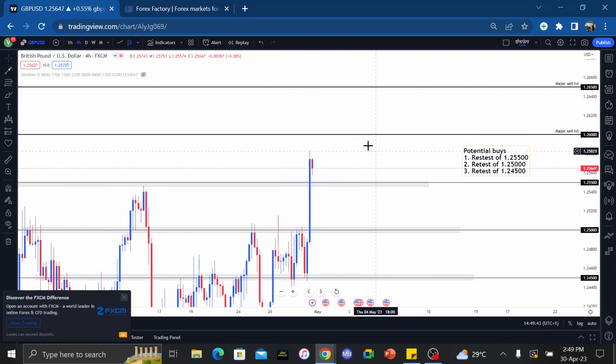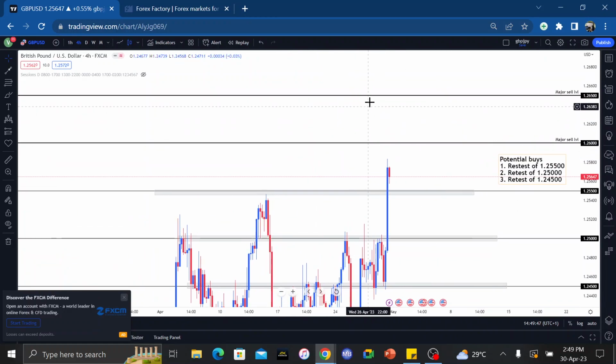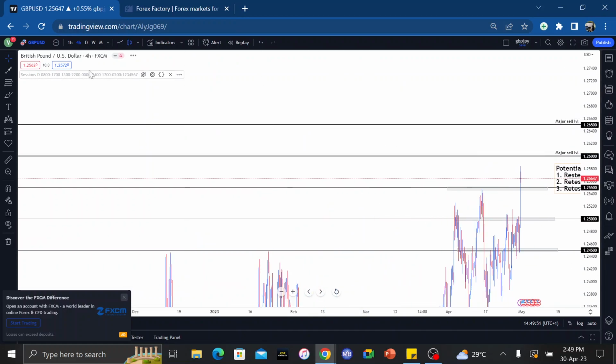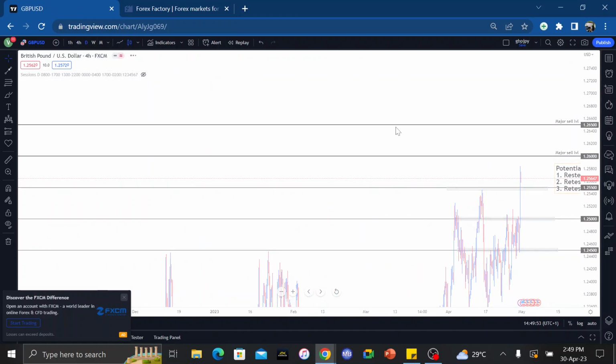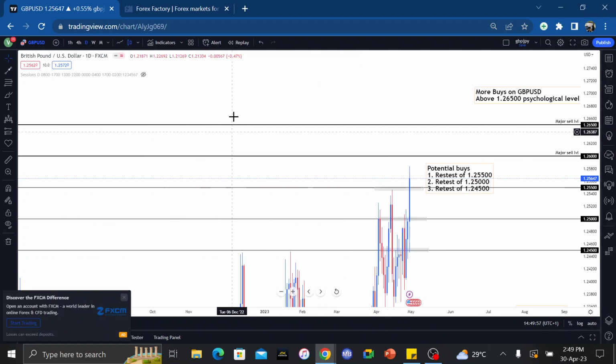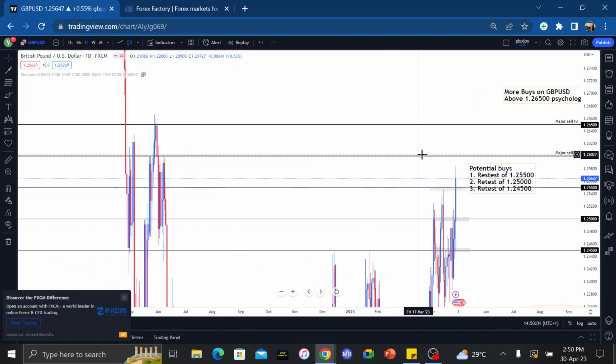But for sells, watch out for this key level, this 1.26000 and 1.26500 key levels, because they are coming from the daily time frame. These are my major levels from the daily time frame. So you just have to pay attention to them. If there is some price action you see at this area, you just take that nice sell.